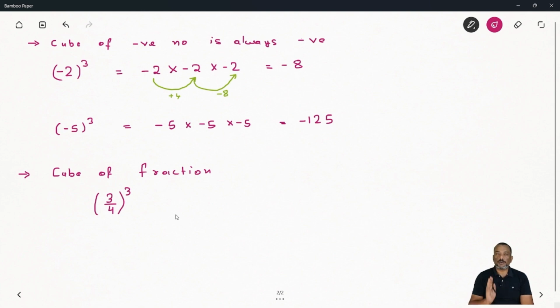So it applies on the numerator as well as the denominator. Which means you can say 3 times 3 times 3, and 4 times 4 times 4. So you will get how much here? 3 times 3 times 3 gives 27, and 4 times 4 times 4 gives 64. So you can say the cube of a fraction is also a fraction.